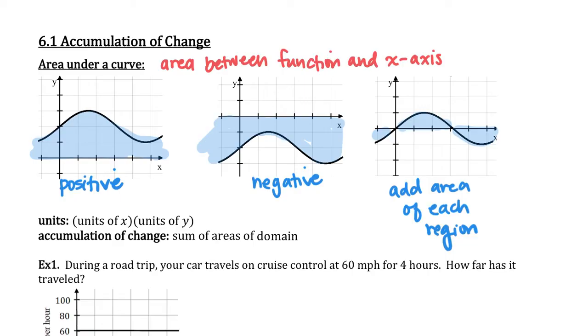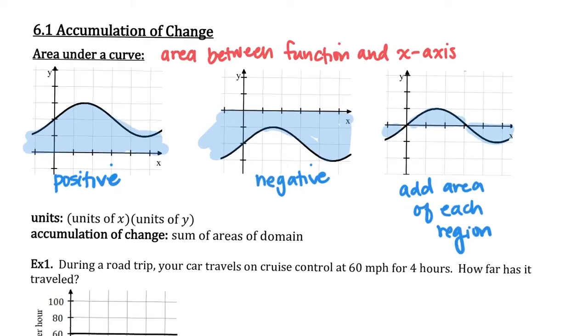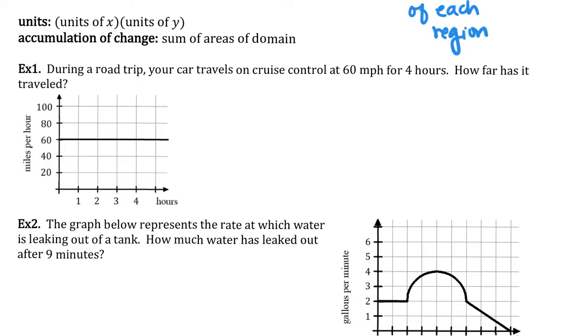Well, let's go do some. Okay, for the first example, let's look at like the most basic type of thing. It says during a road trip, your car travels on cruise control at 60 miles per hour for 4 hours. How far has it traveled? Okay, we're doing accumulation of change. So the function that we graphed, the y-axis, is going to be some kind of rate because it's measuring a change. Now if you were just doing this in your head, you'd be like, oh, 60 miles per hour for 4 hours, 60 times 4, that's 240. It is 240.